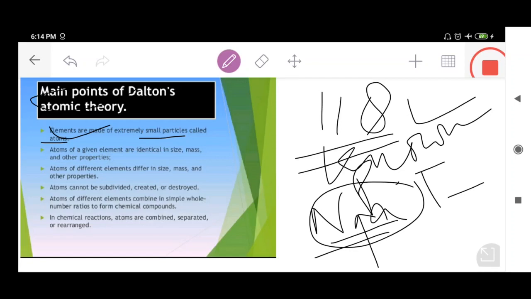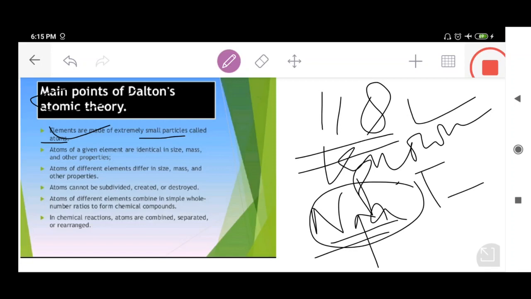For example, this is sodium. The moment we break this sodium, it will get divided into smallest indivisible particles, and those indivisible particles are called atoms. So this was the first postulate regarding Dalton's atomic theory, that elements are made up of extremely small particles called atoms.